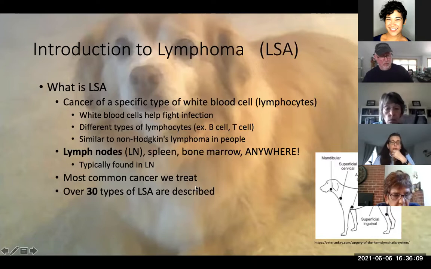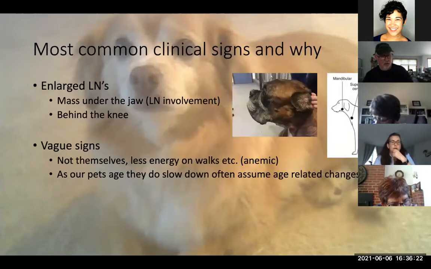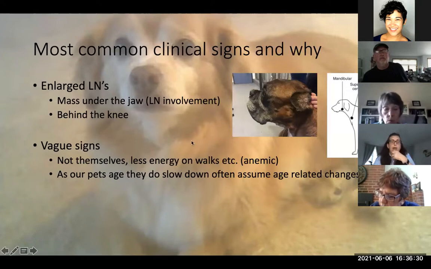And there are over 30 types of lymphoma described. So it's not just lymphoma and just that simple. There are actually many subtypes of lymphoma, or many different locations, et cetera. So typically, the most common way that lymphoma presents in a pet is that owners will say they have a mass under their jaw. And so that mandibular lymph node becomes enlarged. And that's where this dog, as you can see, right underneath his ear, has an enlarged submandibular lymph node.